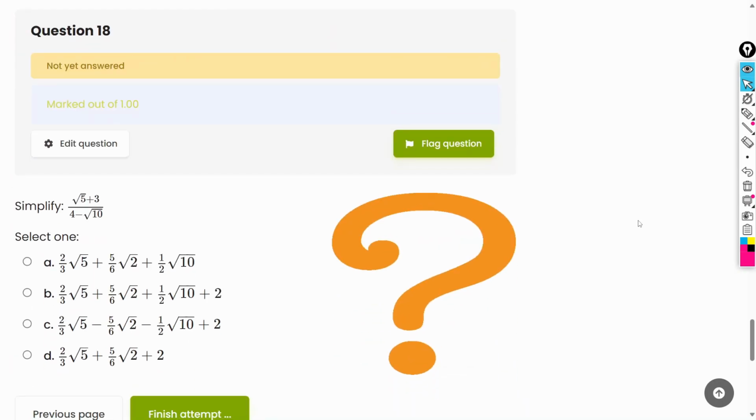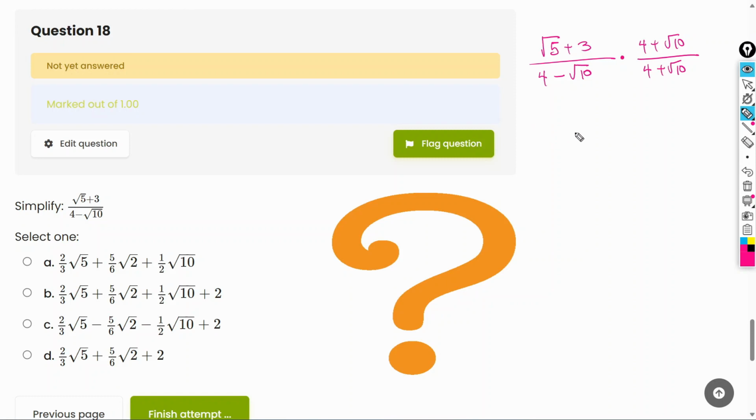All right, so let's take question 18. Question 18 says we have root 5 plus 3 over 4 minus square root of 10, and we have to simplify. So we would multiply both top and bottom by the conjugate of the denominator to rationalize. So multiply here by 4 plus root 10 and multiply the top also by 4 plus root 10.